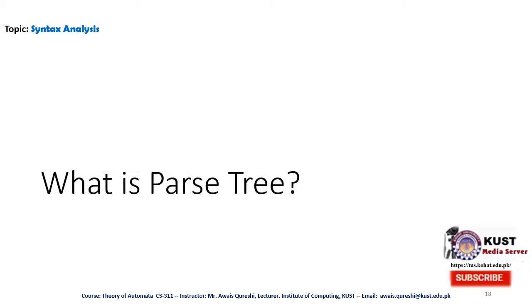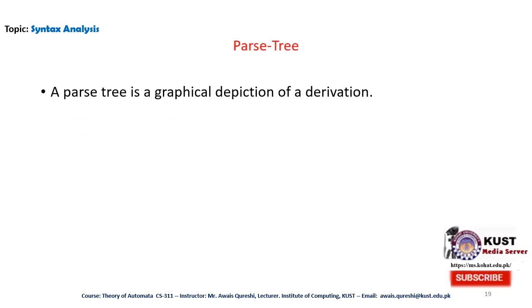Now let's see a parse tree. What is a parse tree? Because we have seen the leftmost derivation and the rightmost derivation, these two concepts are used in a parse tree. So what is a parse tree? A parse tree is a graphical depiction of derivation. As I said, the derivation is a concept which we can see with the help of a parse tree. If you want to see a derivation, you can illustrate that derivation with the help of a parse tree. So this is the graphical representation of a derivation.